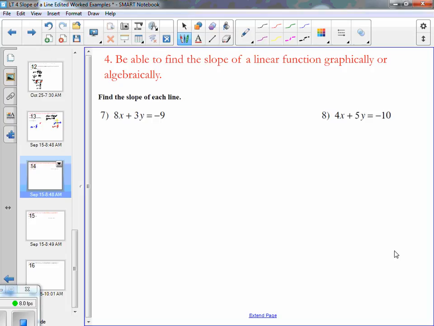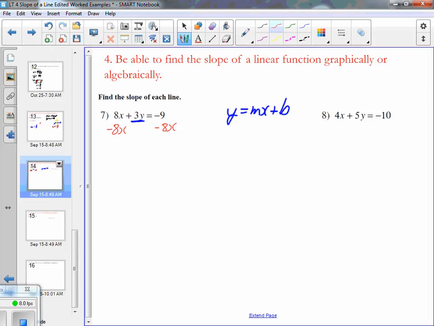So let's take a look at number 7. This definitely is not in y equals mx plus b form. How do we get it in that form? By solving it for y. So if I'm going to solve it for y, first I want the 3y on the left. Technically it doesn't have to be, but put the y on the left. So I want the 3y to stay where it is. I want the 8x to go away. So in other words, I need to subtract 8x from both sides.